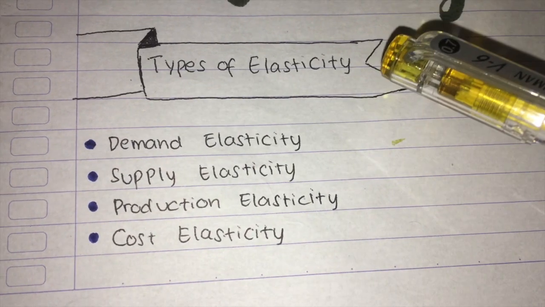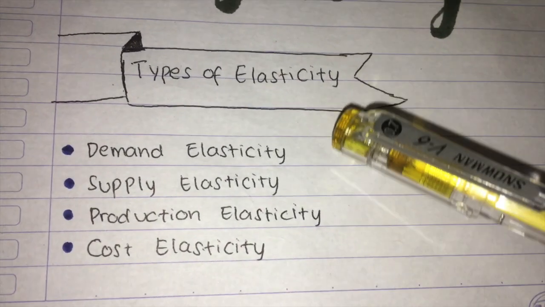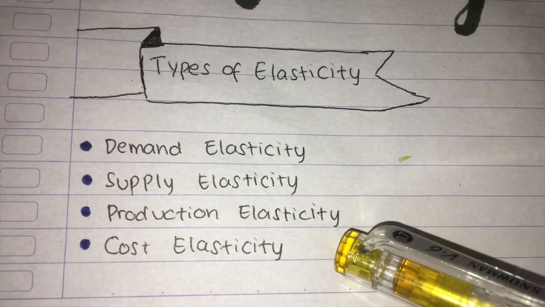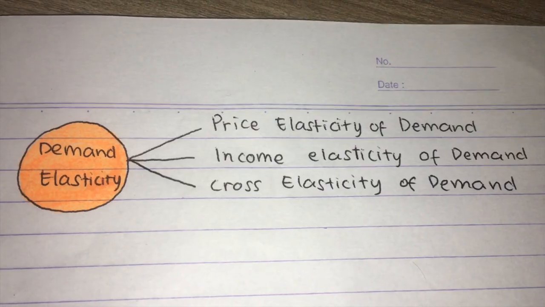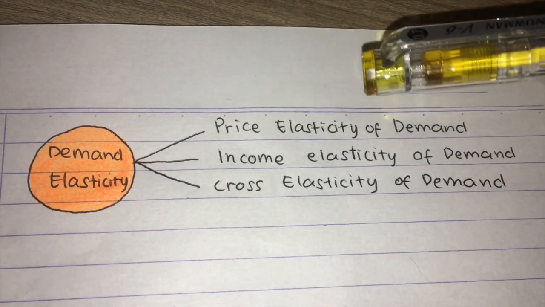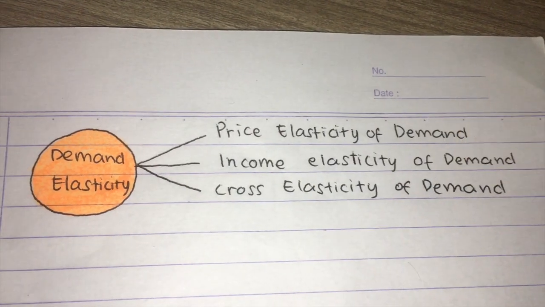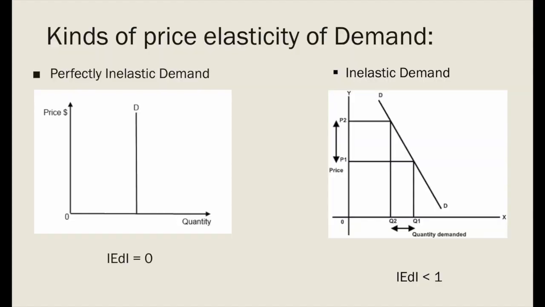There are 4 types of elasticity: demand elasticity, supply elasticity, production elasticity, and cost elasticity. In demand elasticity, there is price elasticity of demand, income elasticity of demand, and cross elasticity of demand. There are 5 kinds of price elasticity of demand. The first one is perfectly inelastic demand, where the elasticity of demand is equal to 0. For example, the land price. The price will increase through the years, but the quantity will not change.